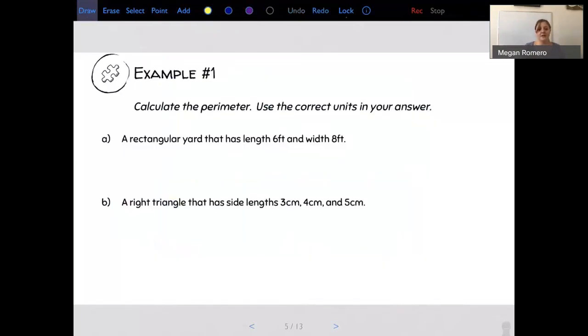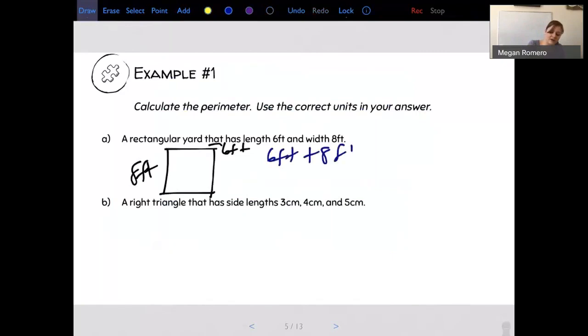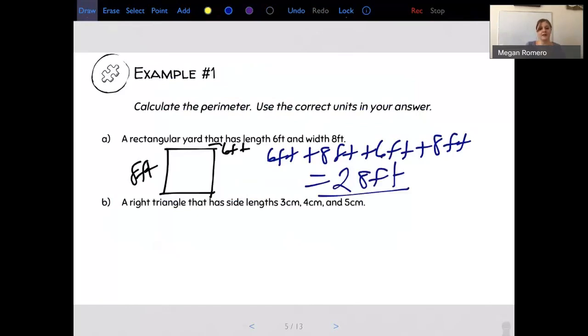Example: calculate the perimeter, use the correct units in your answer. Part A, a rectangular yard that has length 6 feet and width 8 feet. So it's wider than it is long, I suppose. Not drawn to scale, 8 feet, 6 feet, and perimeter is the distance around the outside of the object. So for this problem, we would add 6 feet plus 8 feet plus 6 feet plus 8 feet to come up with 28 feet. That would be our answer for part A.